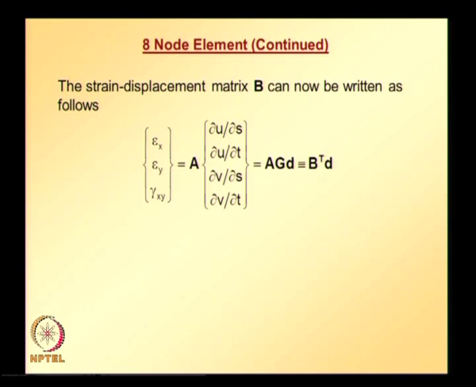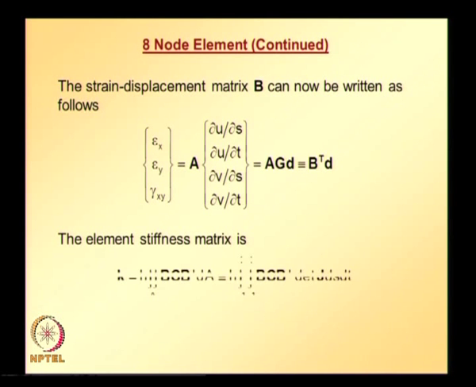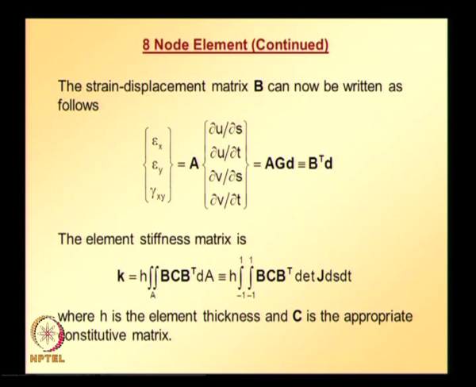So, once we have this, we can write the strain displacement matrix, which can be written as epsilon is equal to B transpose D compactly. So, then we can write the element stiffness matrix. Again, now the B matrix becomes more complicated for the 8 node case. So, the integrand becomes more complicated. So, better we adopt numerical integration because it is not possible to evaluate the integral in a closed form, where H is the element thickness, C is the appropriate constitutive matrix.